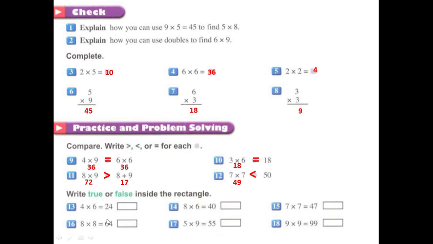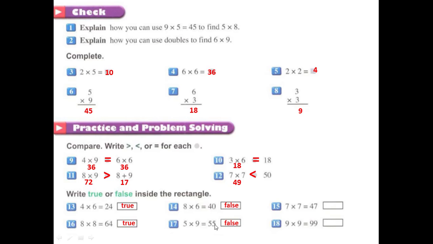Okay, guys, here we have true and false inside the rectangle. 4 times 6 is equals to 24. It's true. 8 times 8 is equals to 64. Again, true. 8 times 6 is equals to 40. No, it's equals to 48. So it's false.